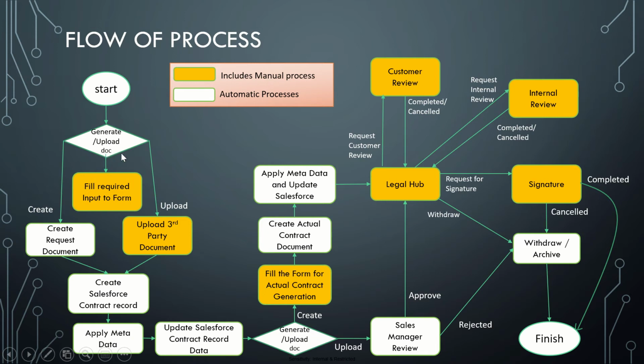So when he selects the upload step, he will have two manual processes. One is uploading his third party contract, and he needs to fill the form. And if he selects create contract, then he just needs to fill the form and proceed, as the actual contract is generated automatically.